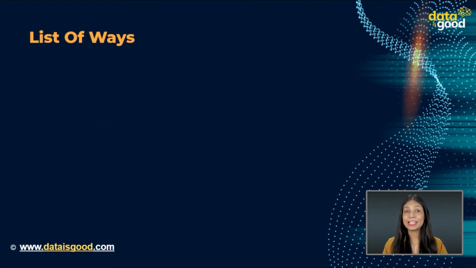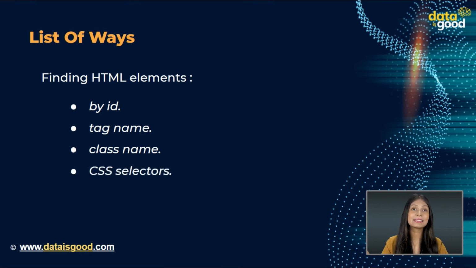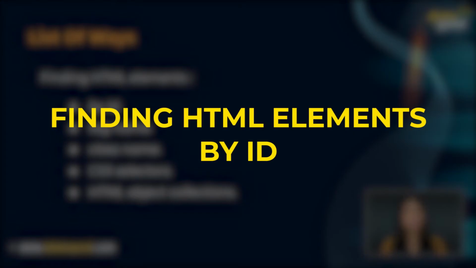While manipulating HTML documents, we need to first find the elements. And there are a few ways to do that. Finding HTML elements by ID, finding HTML elements by tag name, finding HTML elements by class name, finding HTML elements by CSS selectors, finding HTML elements by HTML object collections. The easiest way to find an HTML element in the DOM is by using the element ID. Let us see an example and understand.